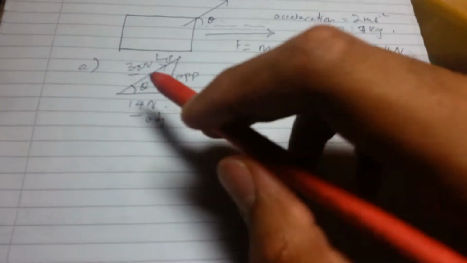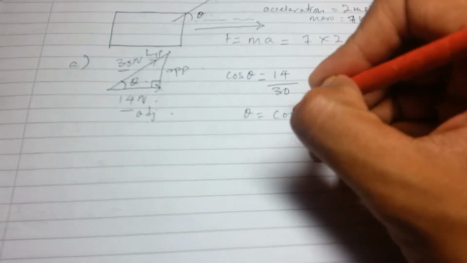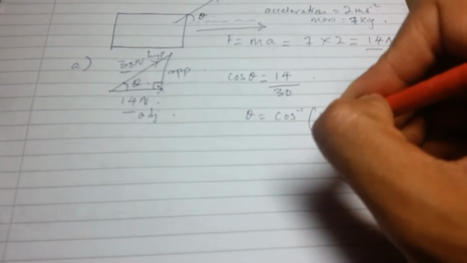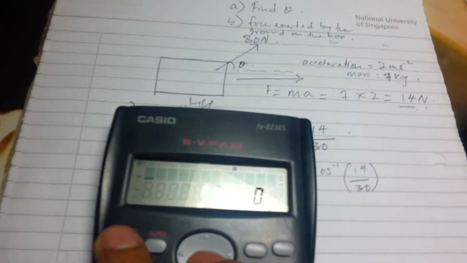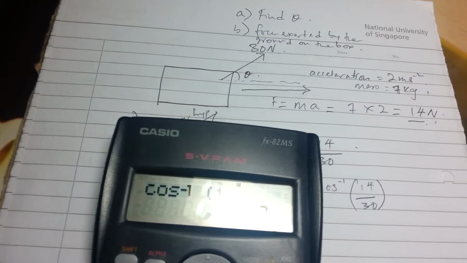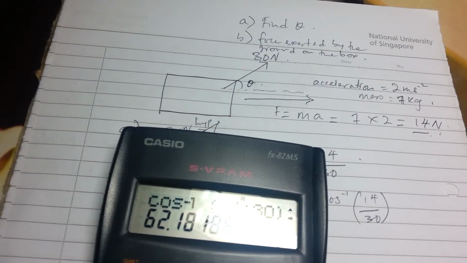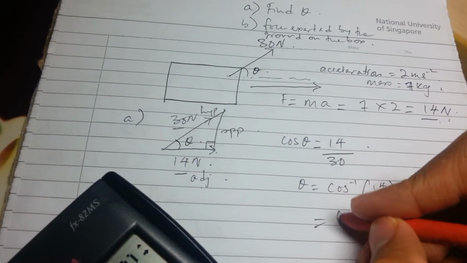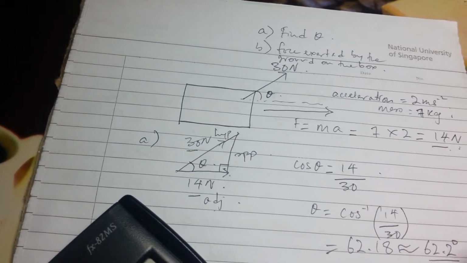So what we are going to have is cosine. Cosine theta is equal to adjacent over hypotenuse, which is 14 over 30 Newton. And therefore theta is equal to cosine inverse of 14 over 30. That is going to be cosine inverse 14 divided by 30, which is 62.18. 62.18 is about 62.2 degrees.